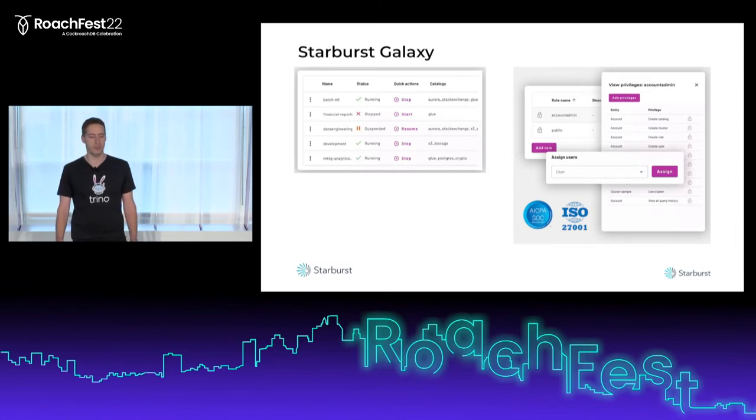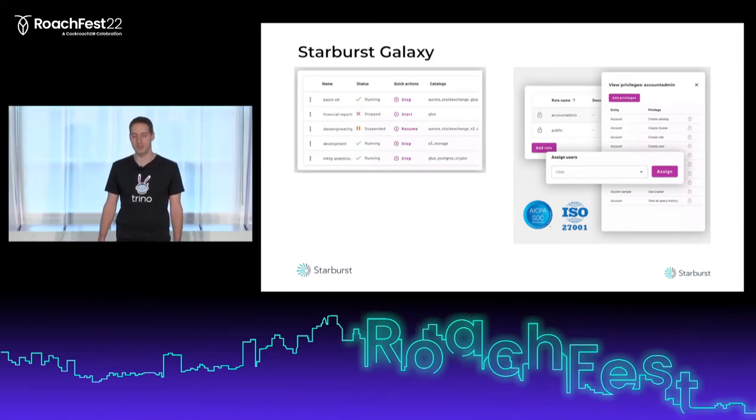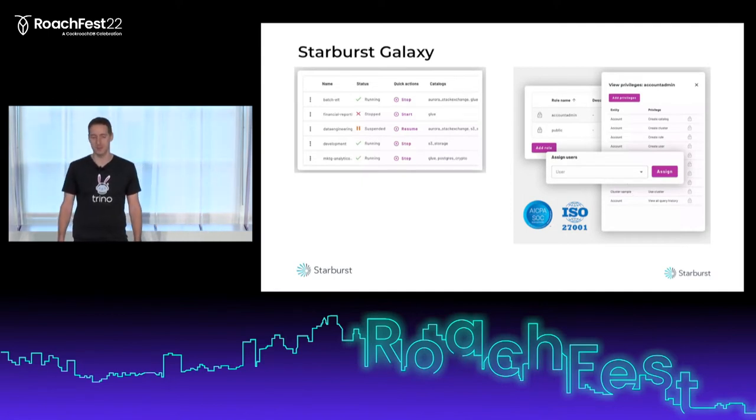And every time you run a Trino query, the Trino cluster has to end up talking back into Cockroach to actually perform these authorization actions. And so a single Trino query could translate into dozens of queries against Cockroach. And so it's important that those are fast and reliable.